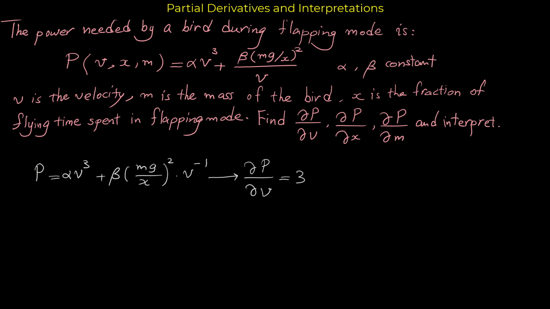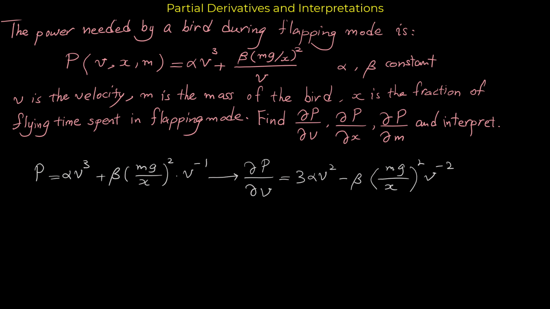Derivative would be 3 alpha V^2, derivative of the first term. For the second term, this is constant because we take the derivative with respect to V. For that, we bring the power down and then subtract the power by 1. So from the power rule, the derivative would be negative beta times (mg over x) to the 2 times V to the negative 2. This is our answer for the derivative. And if you want, you can bring V to the negative 2 back down to the denominator and write it as V^2 in the denominator. It's up to you.